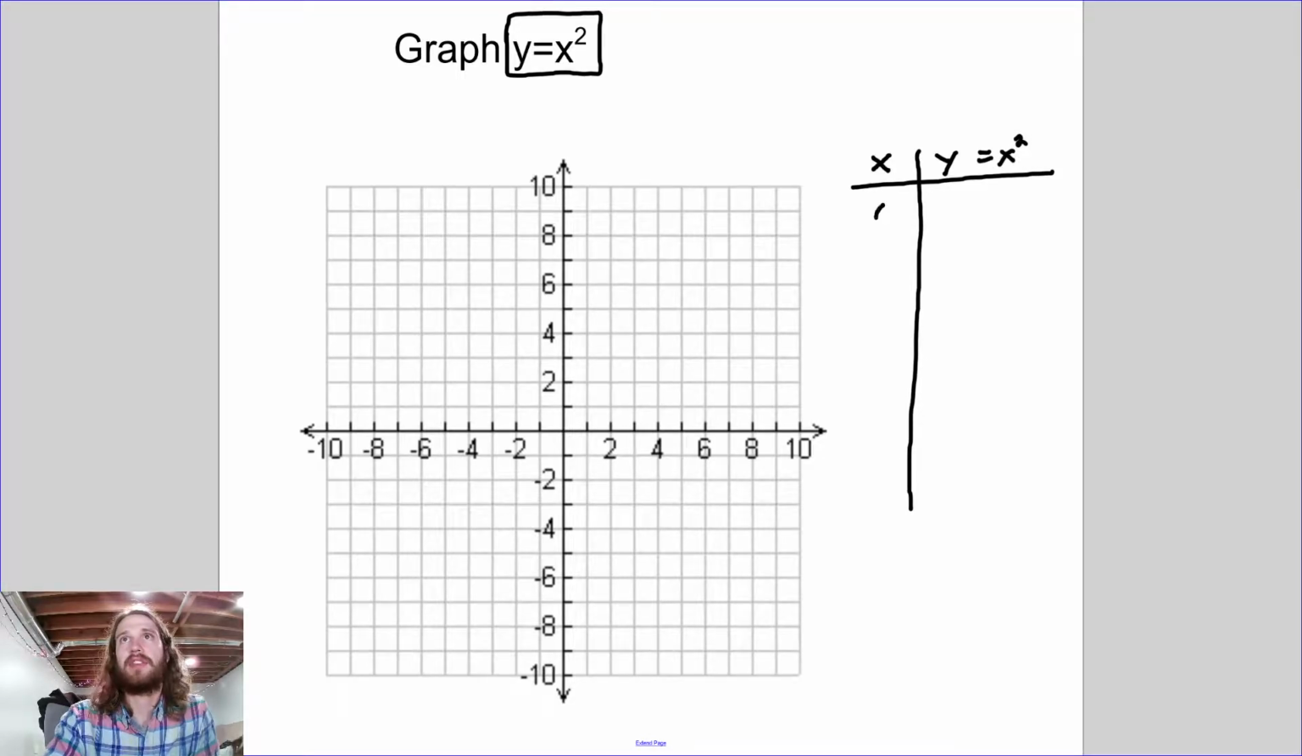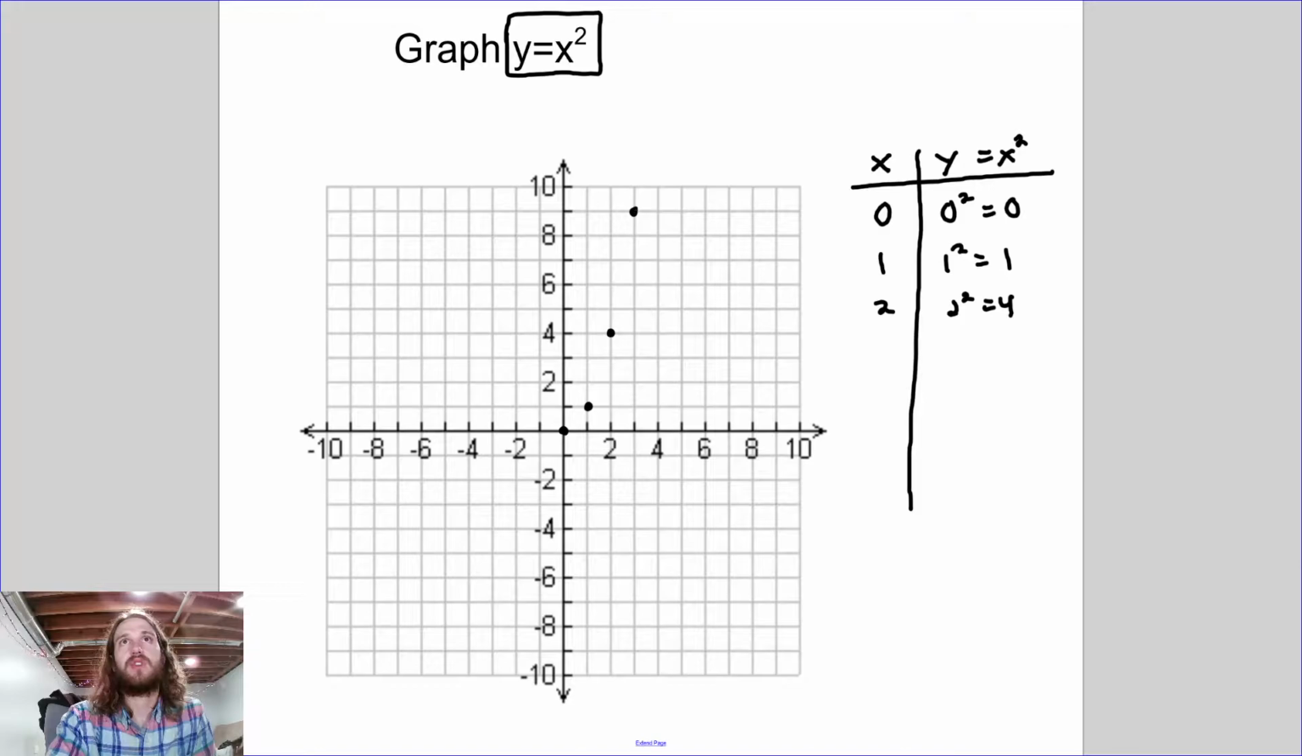For the parent function, when x equals 0, the y value is going to be 0 squared. Basically all you do to graph this is you go to the x value, and the y value is that value squared. So 0 squared is 0, 1 squared is 1, and I could write these out like so. 2 squared is 4. You guys get the gist. This process is going to continue. 3 squared goes up to 9, so on and so forth.